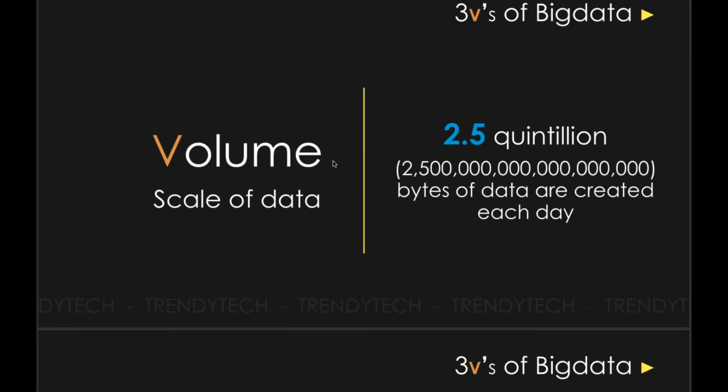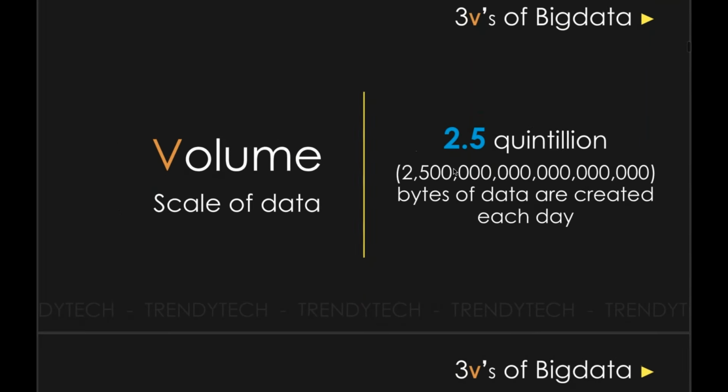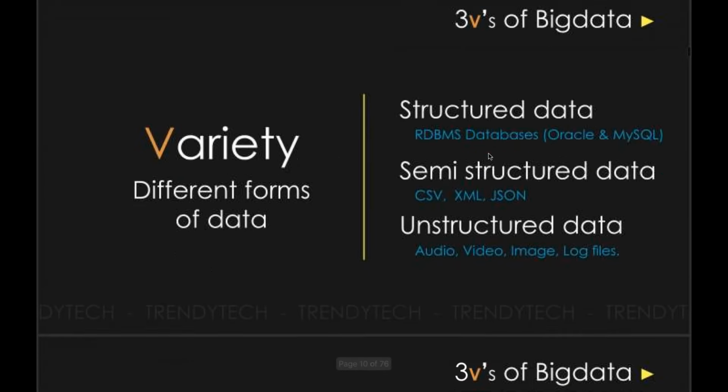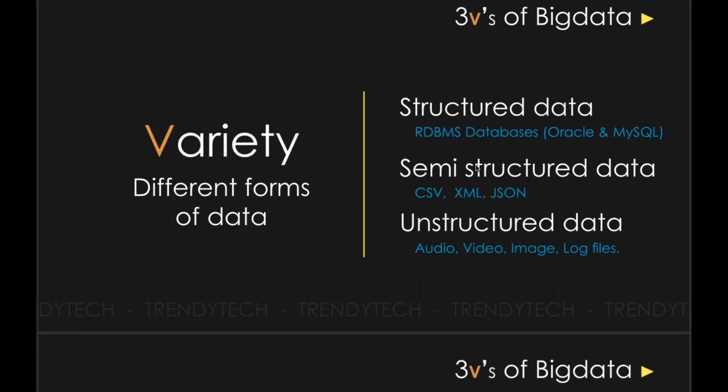So let's first talk about volume. You can see that the volume of data can be really huge, which our traditional systems cannot handle. You can see this, right? 2.5 quintillion, so it's very huge. With the traditional systems, we cannot even imagine handling this much load of data. So with variety, we have structured, semi-structured, and unstructured.